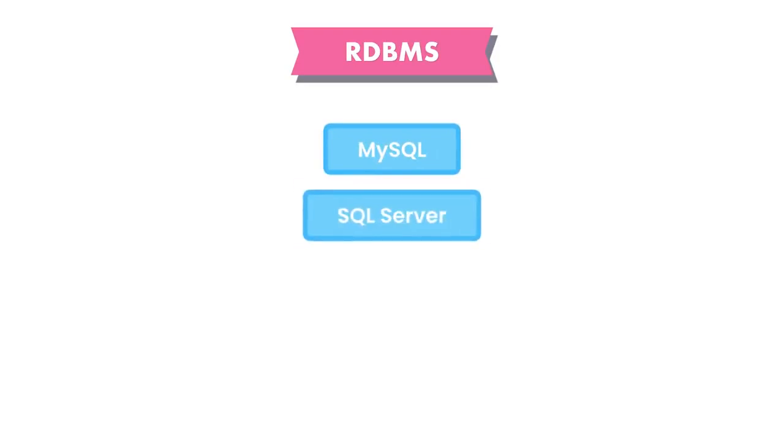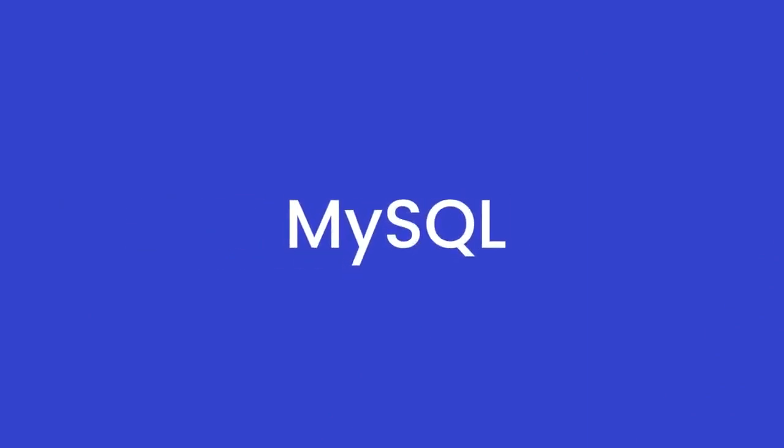Now, there are many different relational database management systems out there. Some of the most popular ones are MySQL, SQL Server by Microsoft, and Oracle. But of course, there are plenty more. Each database management system has a different flavor of SQL, but all these implementations are very similar and are based on the standard SQL specification. So most of the SQL code that you will learn in this course will work with any database management system. In this course, we'll be using MySQL, which is the most popular open source database in the world.